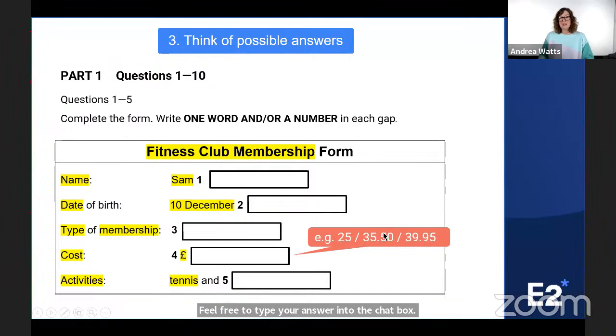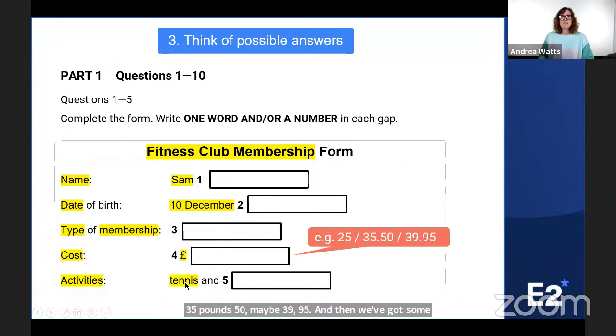Annual membership, absolutely. Standard, perhaps, quarterly, silver. Oh yeah, silver, gold, bronze. I like that. Nice. We've got some possible costs. Now, we know we're listening for pounds. We can't really guess how much it will be. But remember, it could be a whole number, like £25, or it could be a number with a decimal, £35.50, maybe £39.95. And then we've got some activities.